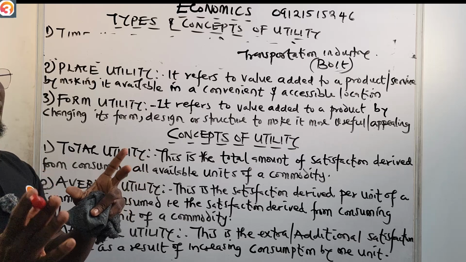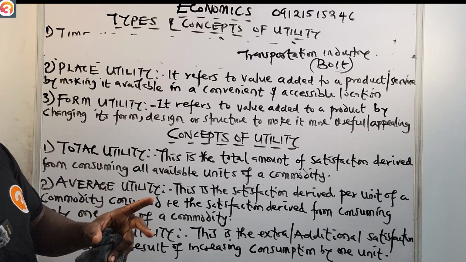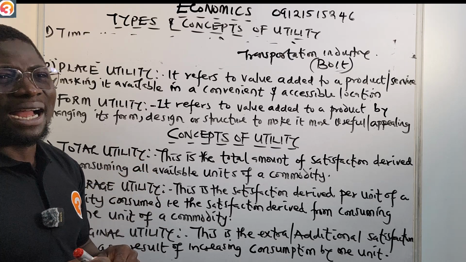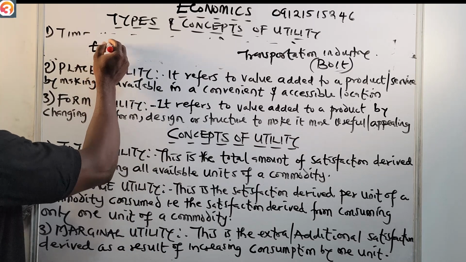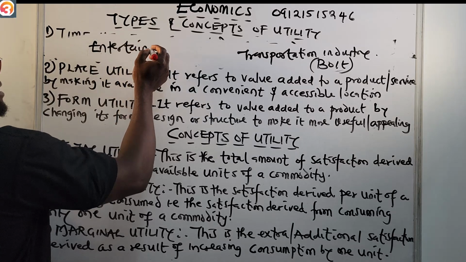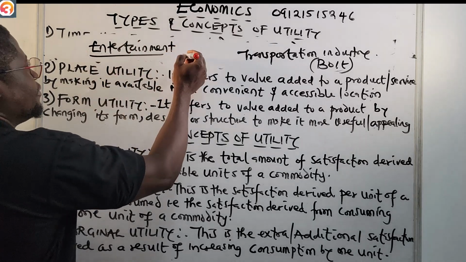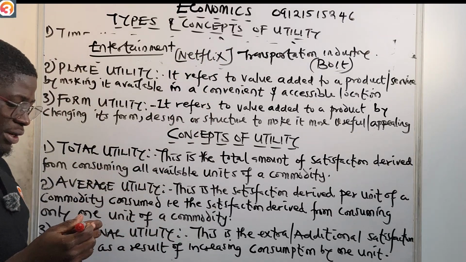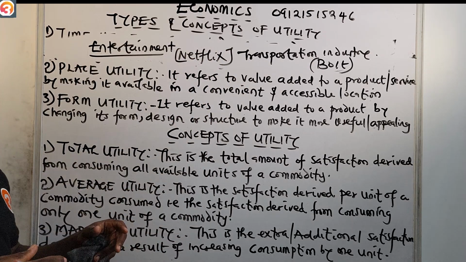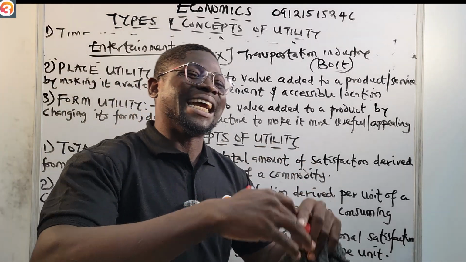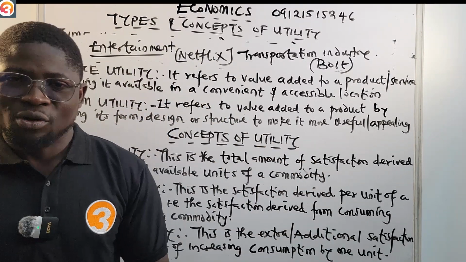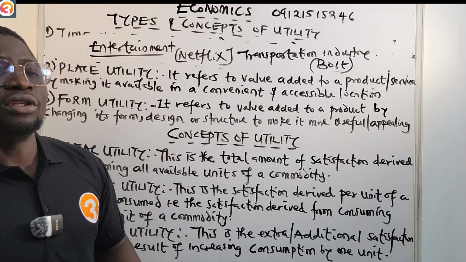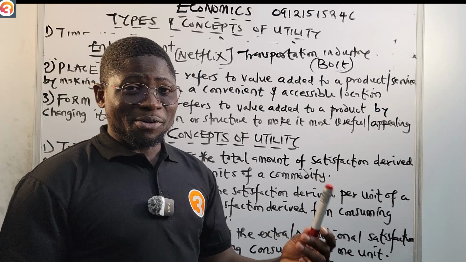Another example of an industry that has time utility is our entertainment industry, like for example your Netflix. Anytime you want to watch a movie, Netflix has made it available so that you can watch at any time you want. It's as simple as ABC. So all these industries are examples of industries that have what's called time utility. Are we clear? All right.